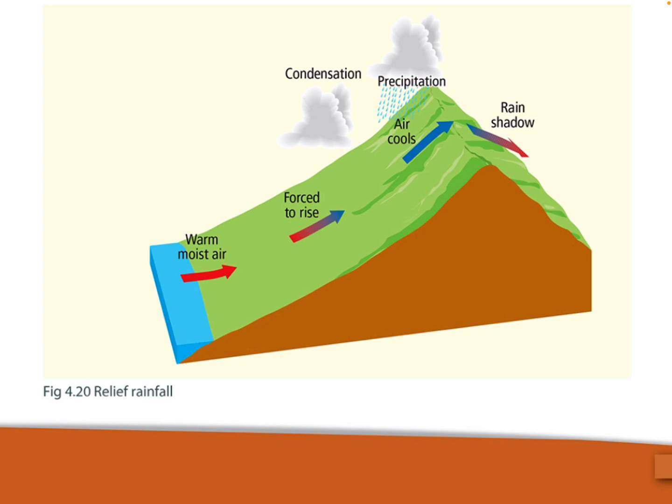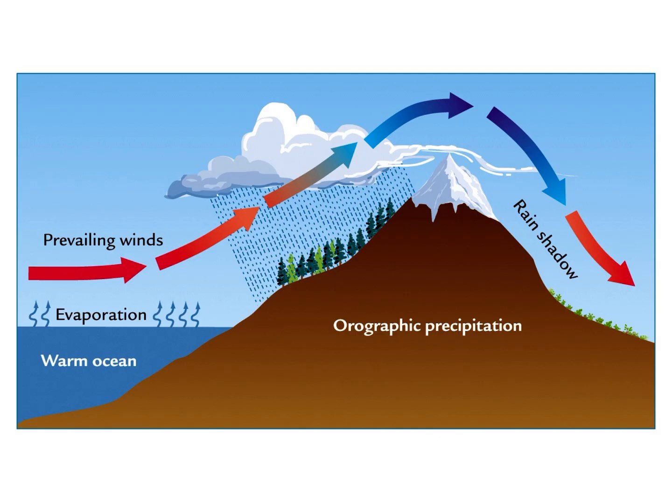So the windward side of the mountain is the side of the mountain facing the wind as it's blowing in from the sea. As the air descends back down the leeward side of the mountain, so that's the other side of the mountain, the rain shadow, the air is now descending, it's dry. Okay, it has dropped all of the rain on the windward side of the mountain, so it's now dry. Okay, so that's relief rainfall.